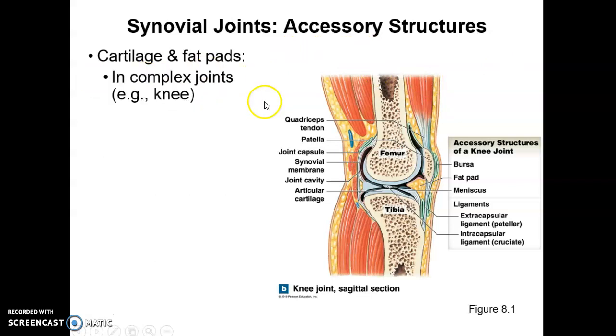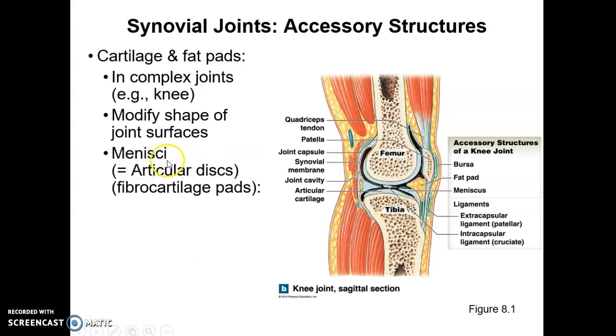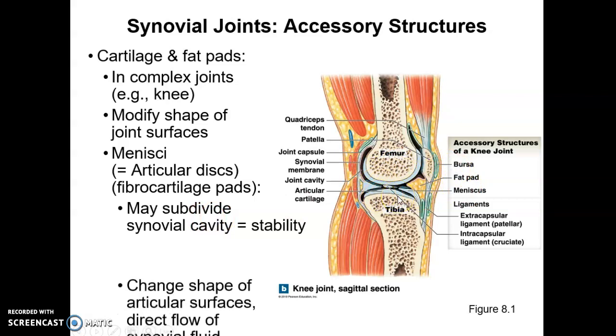Cartilage and fat pads. So in a complex synovial joint like the knee, there's a number of accessory structures. The cartilages internally and fat pads help modify the shape of the joint and help give it some structural integrity. Menisci, meniscus is singular. They are articular discs, and they're fibrocartilage pads. As you can see here, meniscus cut in longitudinal section here. And they can subdivide the joint, giving it some more stability, as we'll see with the knee menisci.